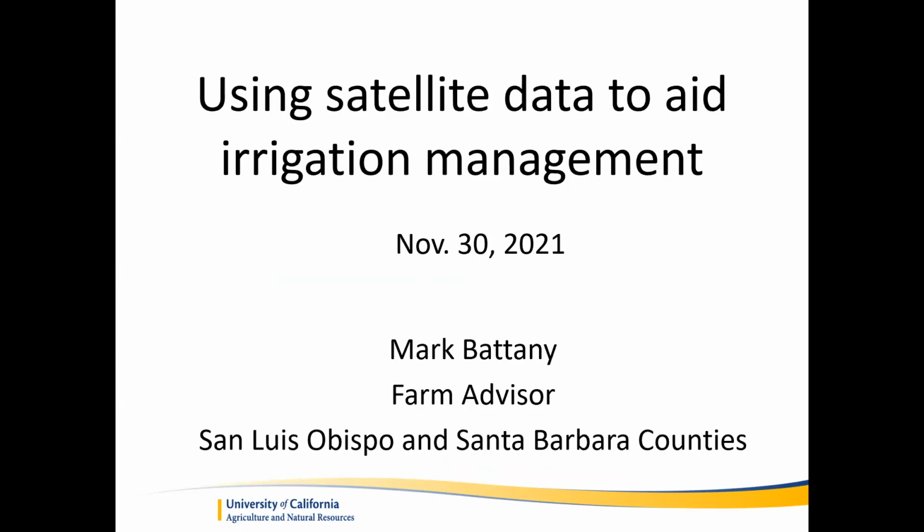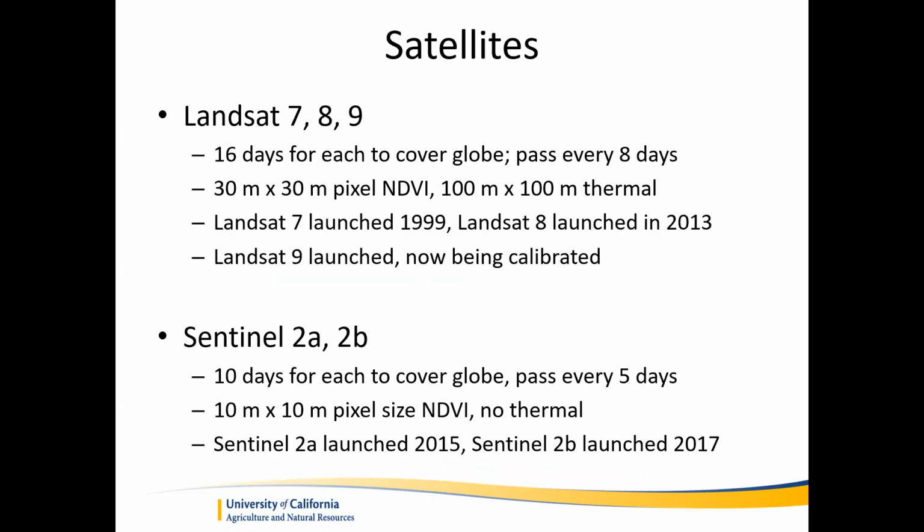Yeah, so using satellite data to aid irrigation management. So just some background on our satellites. Landsat 7 and 8 are the American satellites that are currently being used. Landsat 9 was launched recently. Each one of these satellites takes 16 days to cover the globe, and they're staggered, so one passes over every 8 days. Their NDVI pixel size is 30 meters by 30 meters, and they also take thermal measurements, 100 meters by 100 meters. Landsat 7 was launched in 1999, and Landsat 8 launched in 2013.